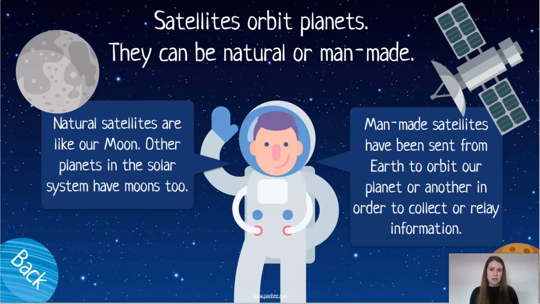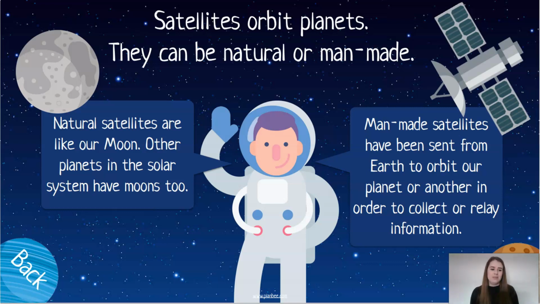So satellites orbit planets. So they move around them. Now they can be natural or they can be man-made. Now we know that the moon is one of our natural satellites. We haven't created that moon, it's there. And that obviously orbits our planet. And obviously other planets in the solar system also have their own moons, which we'll come across in a minute.